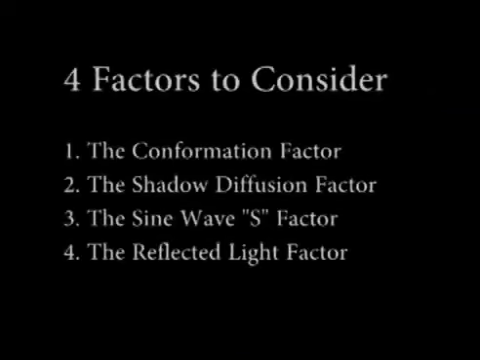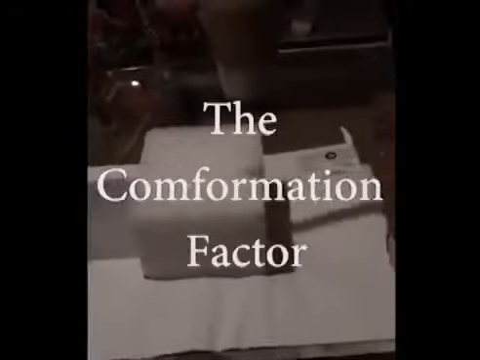There are 4 critical points of observation everyone should be looking at, and I like to call these the conformation to surface factor, the shadow diffusion factor, the sine wave or S factor, and the reflected light factor. Firstly, I would like to point out the consistency of how a shadow naturally moves along varied surface types. This is the conformation factor.